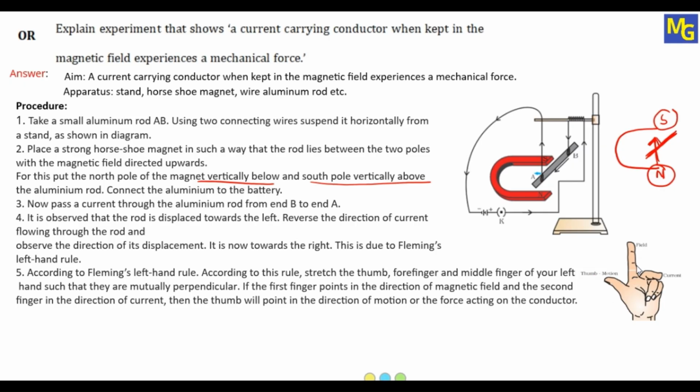So if we hold our left hand, these three fingers, in front of this activity, we can easily understand which side the aluminum rod will be displaced. So this observation can be explained by Fleming's left hand rule. This is the answer for this question. You have to draw the diagram, write all these steps, and even explain or write Fleming's left hand rule for this answer. Now we'll move on to the next question.